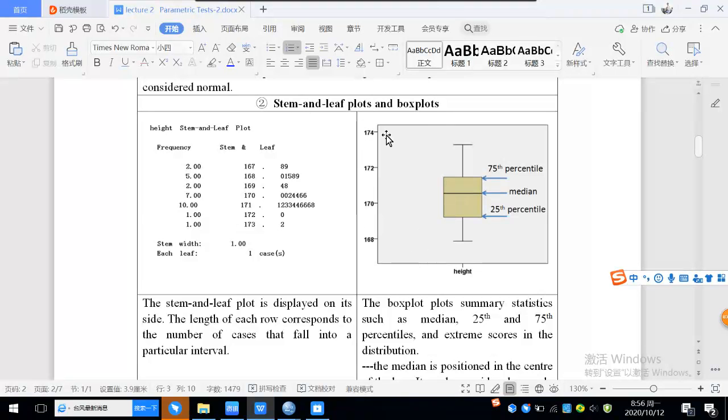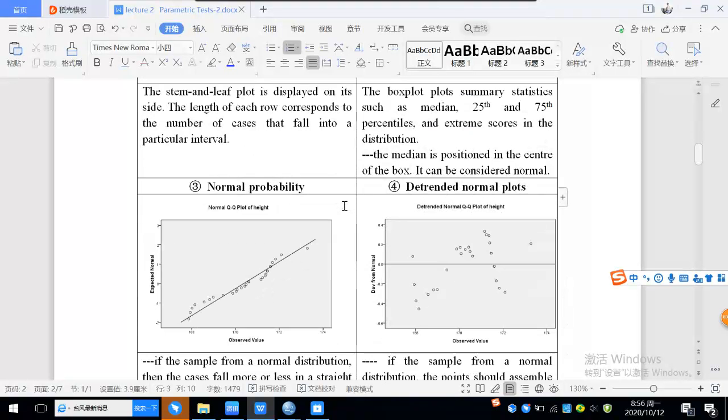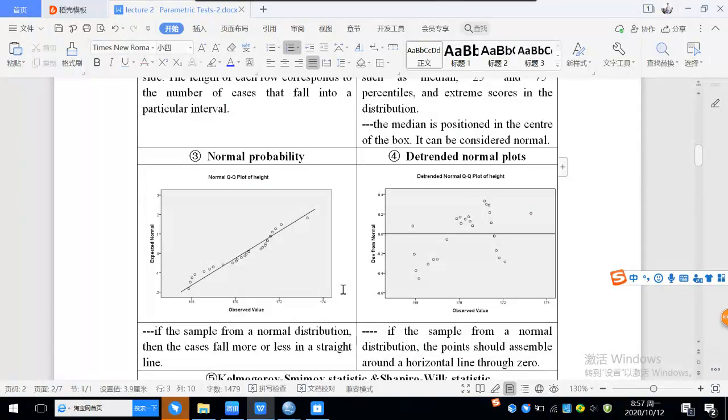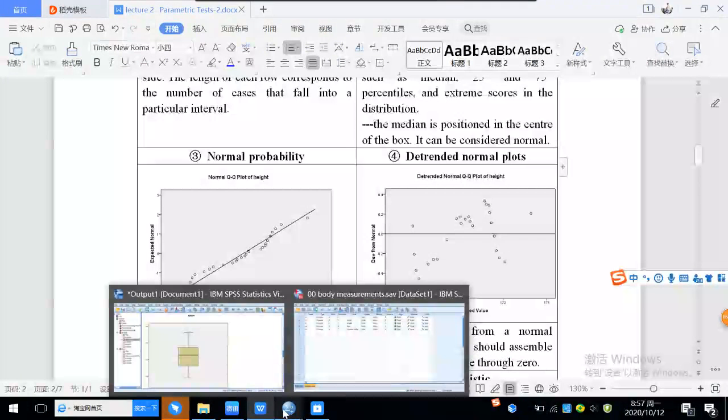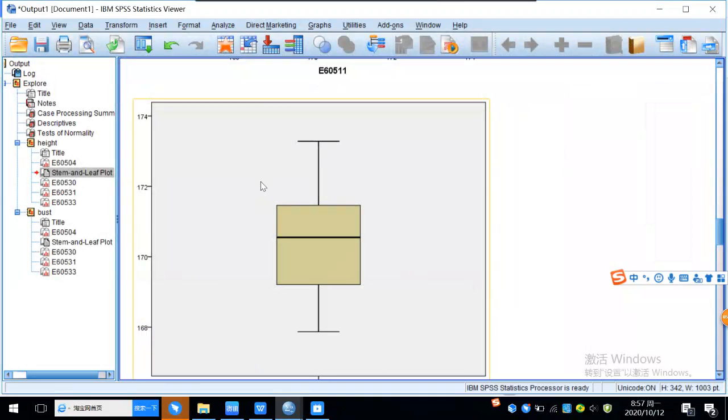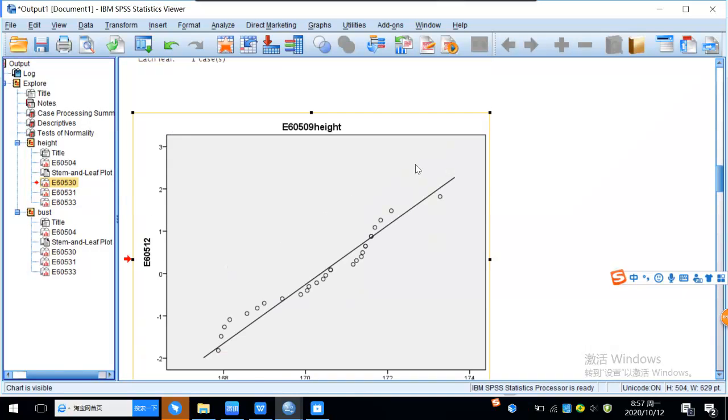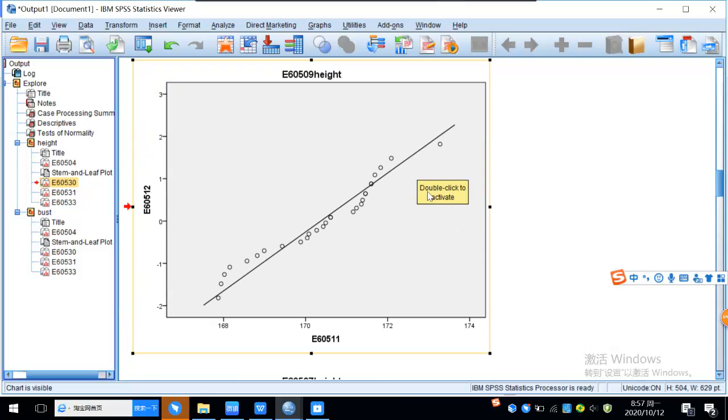Here is the second way. And then let's look at number 3 and number 4. In fact, number 3 and number 4 are very popular to test if the distribution can be considered normal. Okay, so also let's look at where is this plot. So here, look here. Okay, here is the height. Here we can see a line here, right? It has a line here.